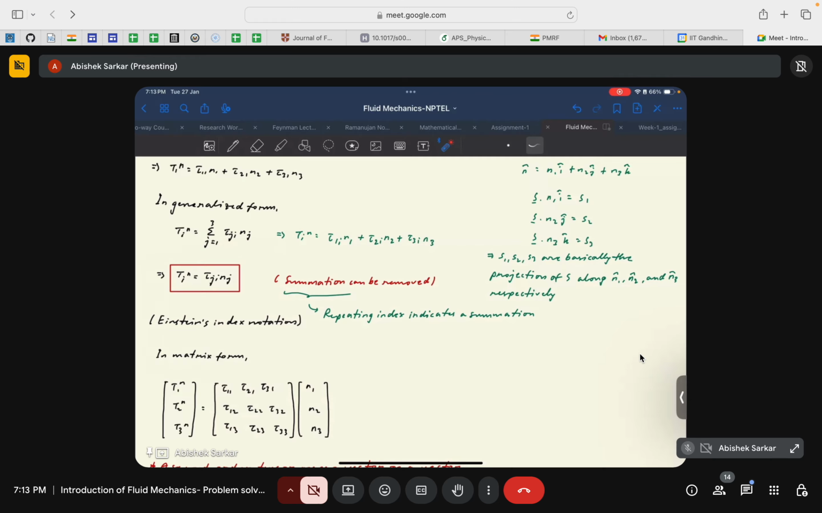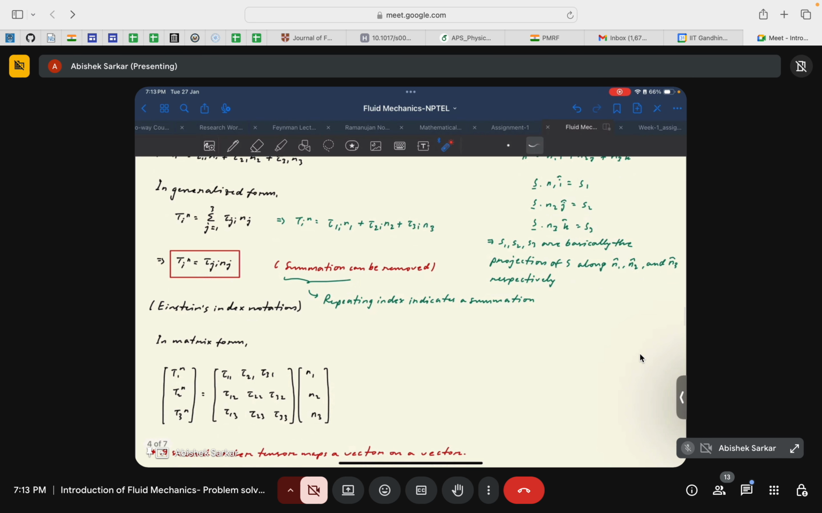Any index that repeats in a tensor notation, and these are known as tensor notation because you are denoting the components using indices, is known as a repeating index, or a dummy index. This can be compressed even further, where we represent this as T_i^n is equal to tau_ji n_j, where the summation sign is removed, understanding that the summation is over the repeating index j. This kind of notation is known as Einstein's index notation.